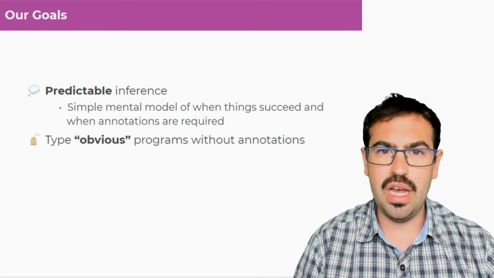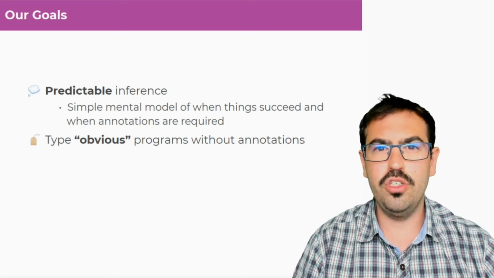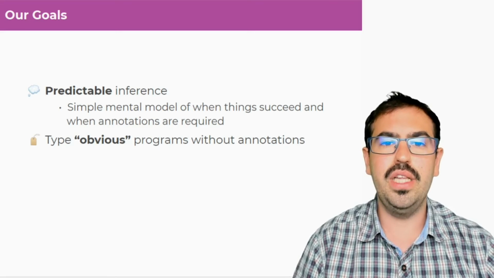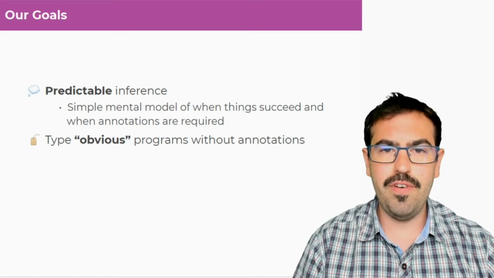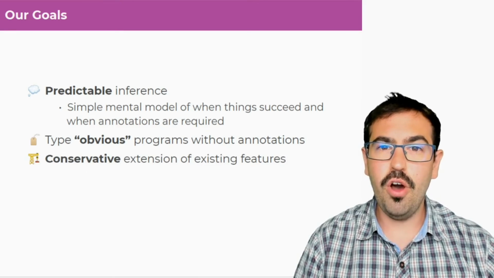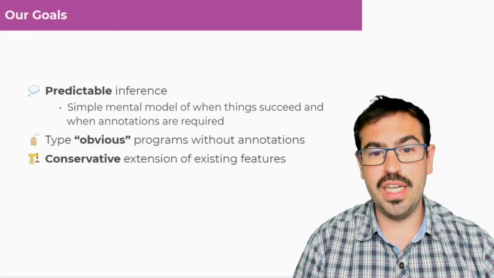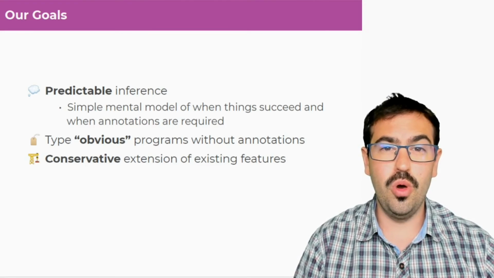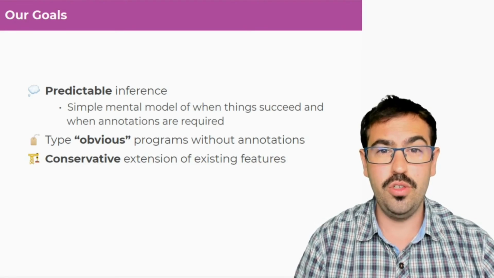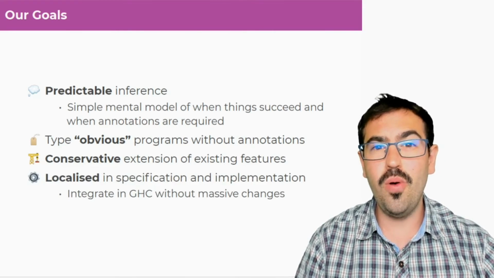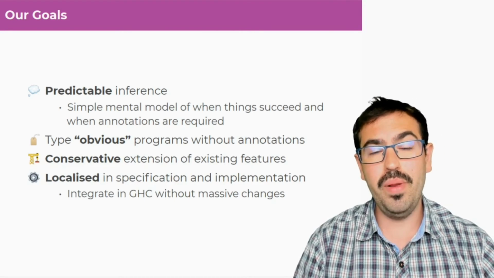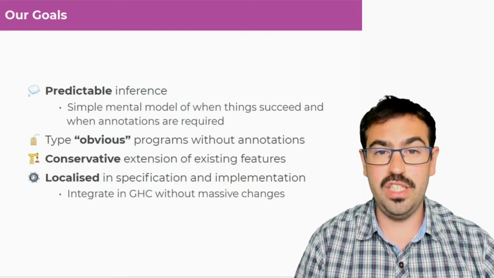And many of the examples I've shown here are also typable without annotations. So we really want to push for getting as much impredicative information as we can, so that developers don't have to annotate all the time. The other goal we had is to be a conservative extension of existing features. So we want this to be compatible with type classes, type families, everything which is already in GHC, and also to be localized in specification and implementation. Because, as I was saying, we want to implement this in GHC without massive changes.